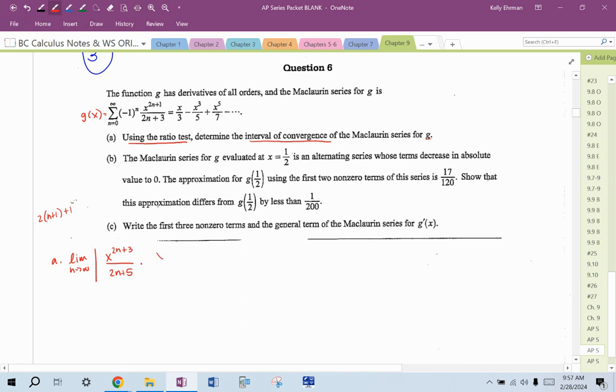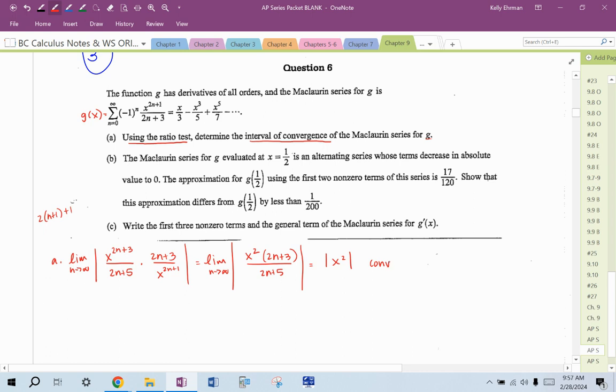So I'm multiplying by the reciprocal here, 2n plus 3 over x to the 2n plus 1. Work on simplifying this before you take the limit. So when you subtract your exponents on x, you're left with x squared. There's a 2n plus 3 in the numerator and a 2n plus 5 in the denominator. Those have the same degree, or it's a tie, to put it informally. So this limit at infinity would equal the absolute value of x squared.